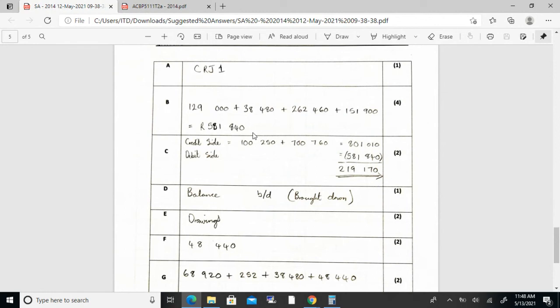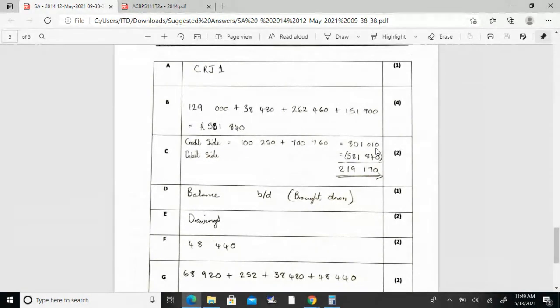Then with C, we can now see the difference between the bigger side. What we have on the debit and what we have on the credit side. With C, if you look on the credit side, we have 100,250, and we have 760. That gives us 801.